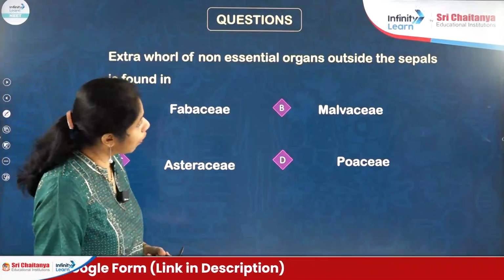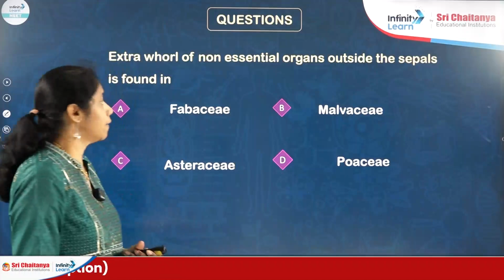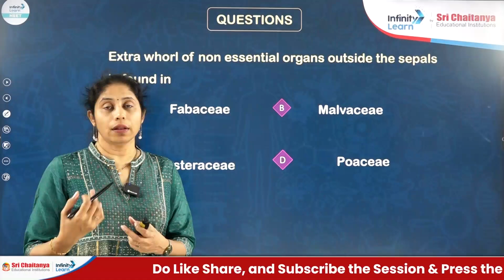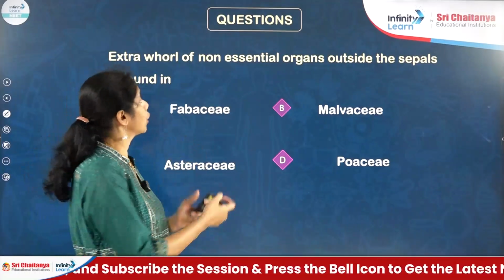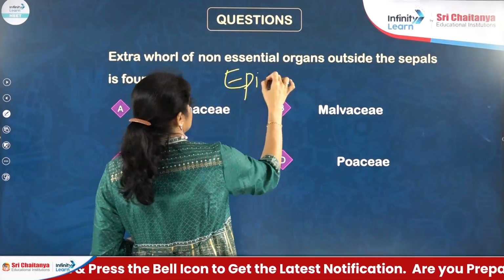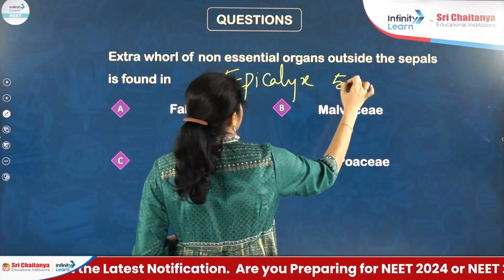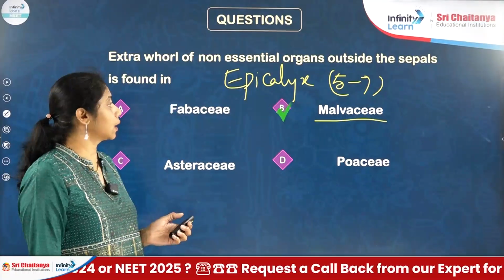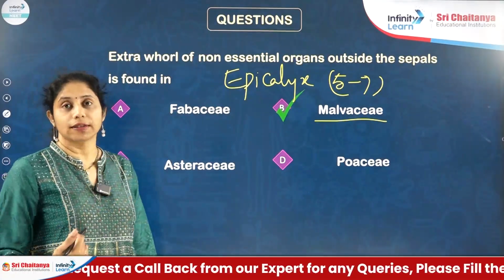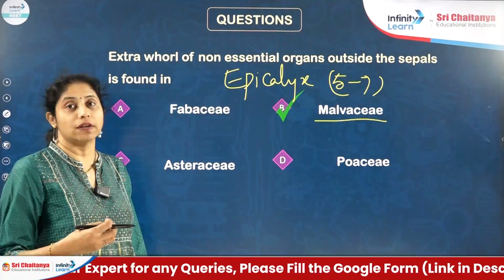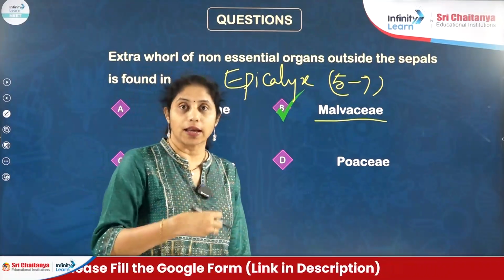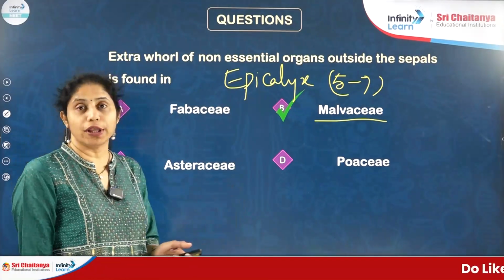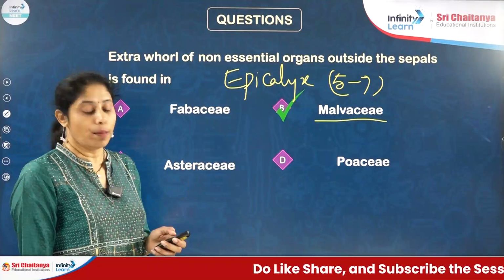Extra whorl of non-essential organs outside the sepals is found in which family? Outside the sepals, in the Malvaceae family, the epicalyx is present. So they are talking about epicalyx, 5 to 7, present in Malvaceae. So the correct answer will be Malvaceae. Outside the sepals they are present, but it looks as if they are on the inside, so you will think of it as calyx and the tube as epicalyx. But on the outer side, small bracts will be there outside the sepals, that is the epicalyx found in the Malvaceae family.